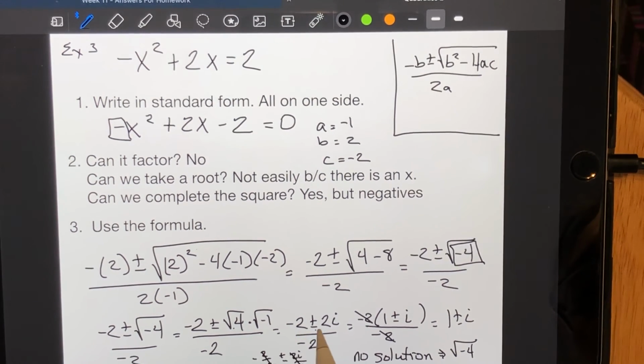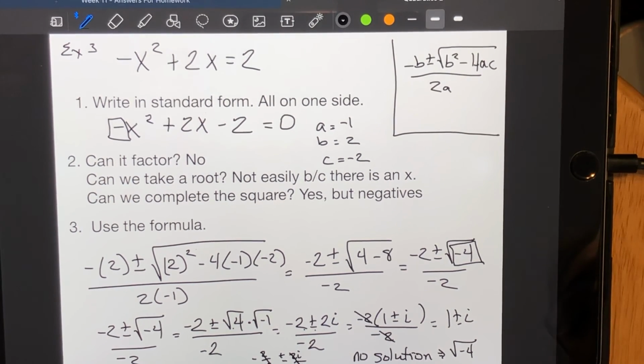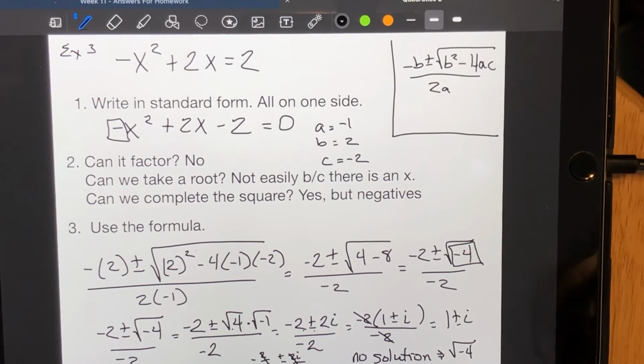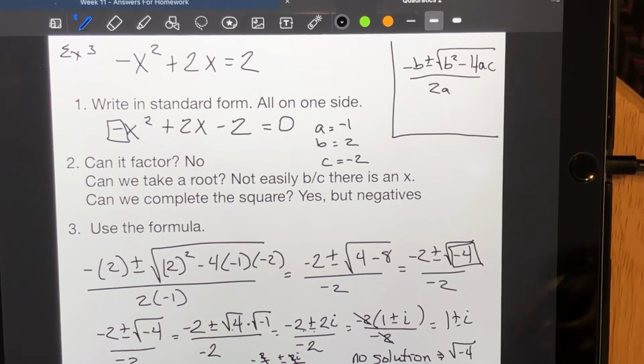Another way that we could look at it is look at the top, and we could factor a -2 out. So I pull my -2 out of the front, and I'm left with 1 plus or minus i in that case. So I've got -2 on the top, -2 on the bottom. They cancel each other, and I'm left with 1 plus or minus i. So in this one, we have no solution.